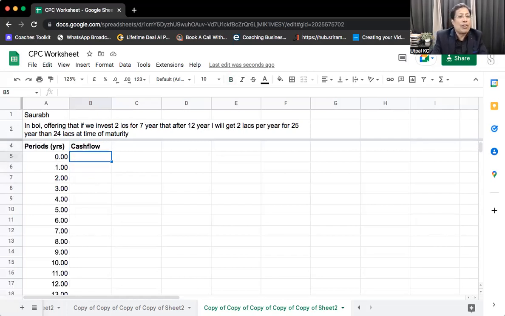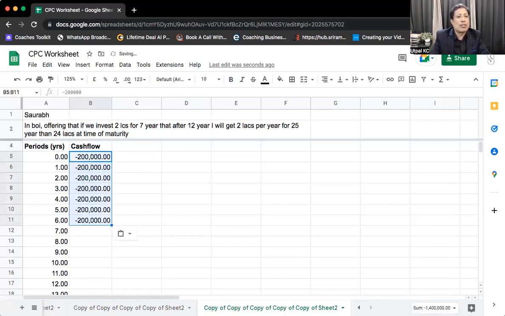So now, if you invest 2 lakhs for 7 years, minus 2 lakhs for 7 years, that means up to year 6. Then after that, until 12 years, there is a gap period. We have already done these calculations. In the gap period, you'll have to give 0.